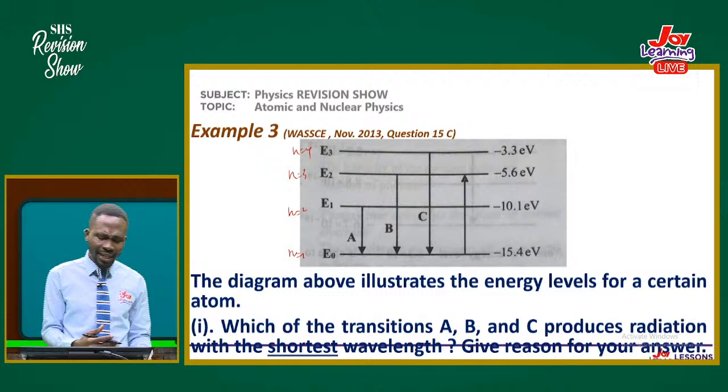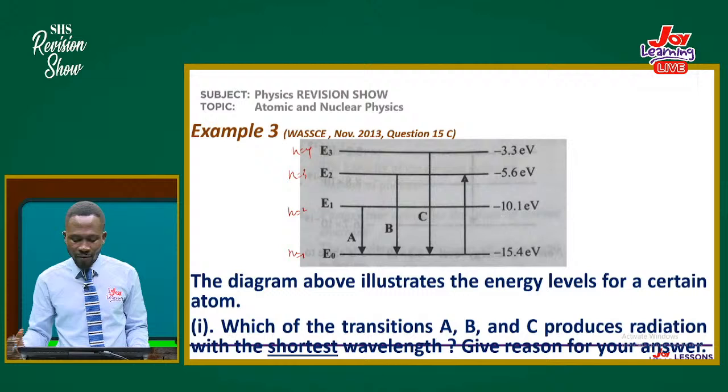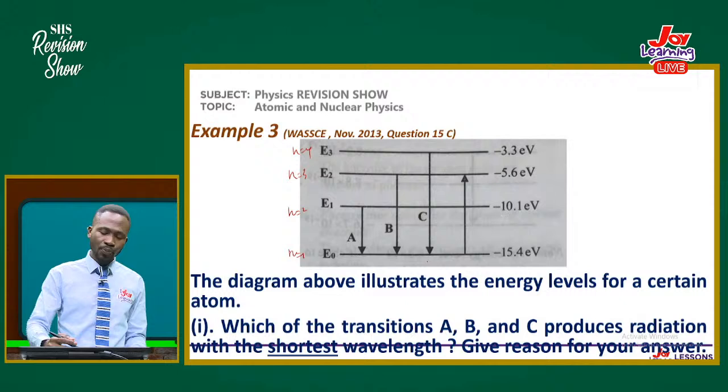So we are asked to do one or two things. The first one says, which of the transitions A, B, and C produces radiation with the shortest wavelength? Give a reason for your answer. So you're looking at transitions A, B, and C. Which of them is going to give you radiation of the shortest wavelength? Of the shortest wavelength.